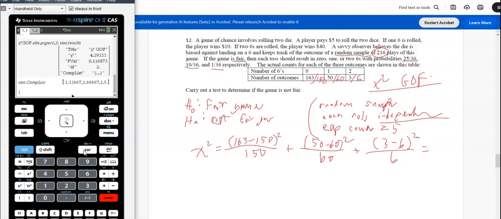Okay, so we get chi-squared equals 4.29. Degrees of freedom equals 2. The p-value equals 0.116 or 117. So because our p-value of 11% or almost 12% is greater than our alpha level of 5%, we fail to reject the null. We don't have enough evidence to say that this game is unfair.